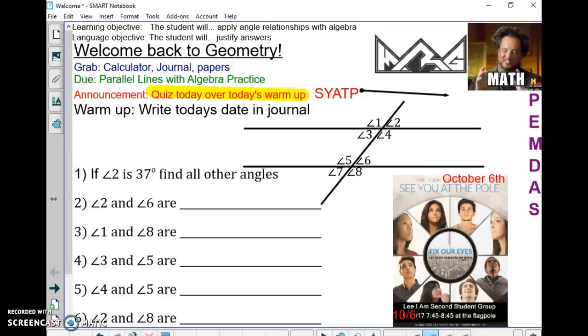Number 1. If angle 2 is 37 degrees, you want to label it on the picture. So here's angle 2, 37 degrees. Okay, did you draw that picture? Did you label that? You should.